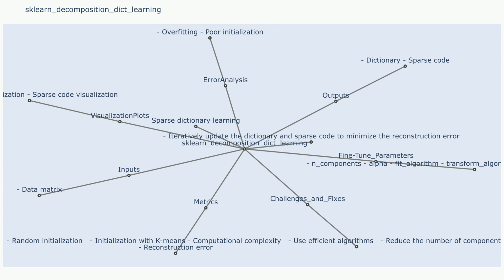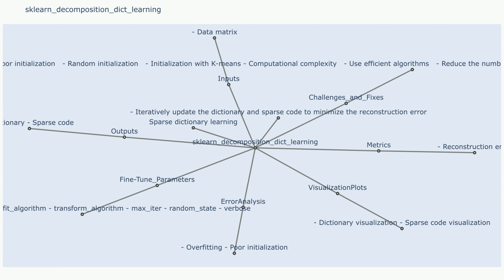Fixes to challenge 3. Utilize efficient algorithms and data structures. Consider using parallel processing or distributed computing frameworks. Explore alternative algorithms like K-SVD, which can be faster in some cases.